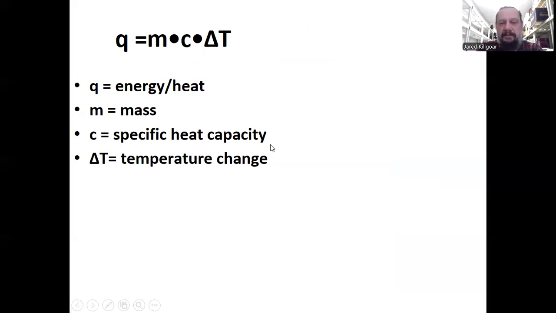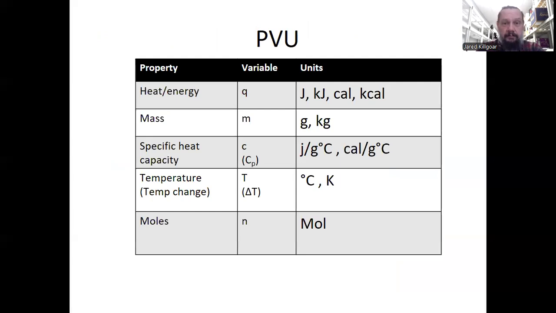C, specific heat capacity, oftentimes referred to as just specific heat. Delta T, triangle T, means temperature change. So let's take a look at my variables and units. It is very important to pay attention to variables and units. It helps us communicate. And they are different.